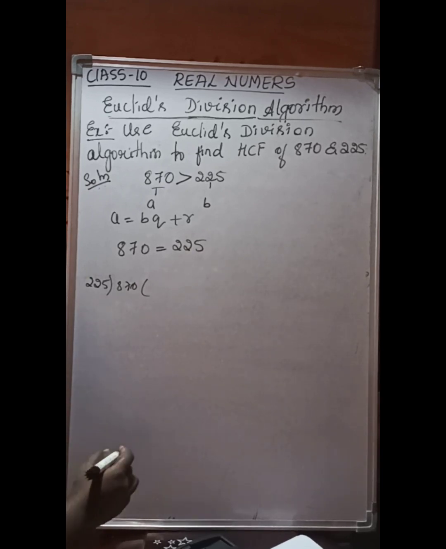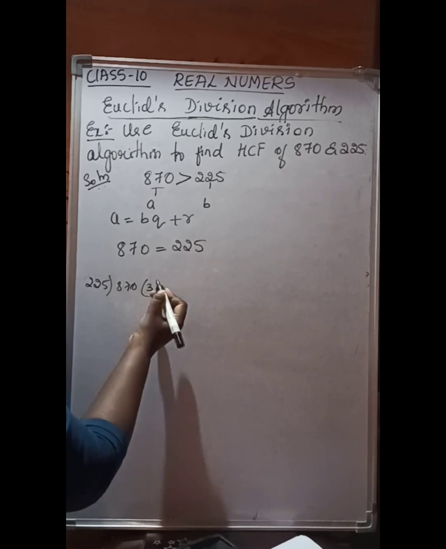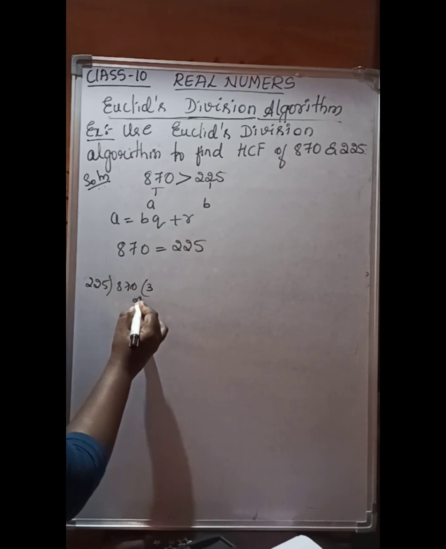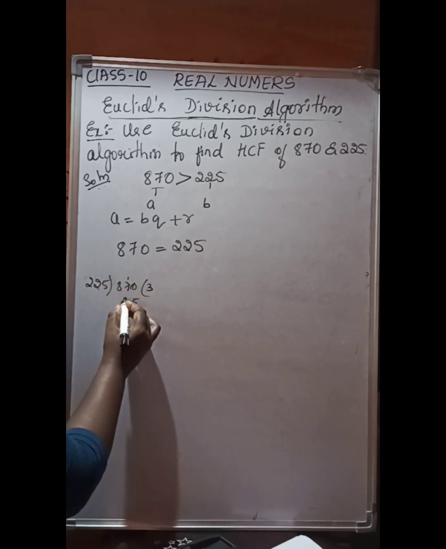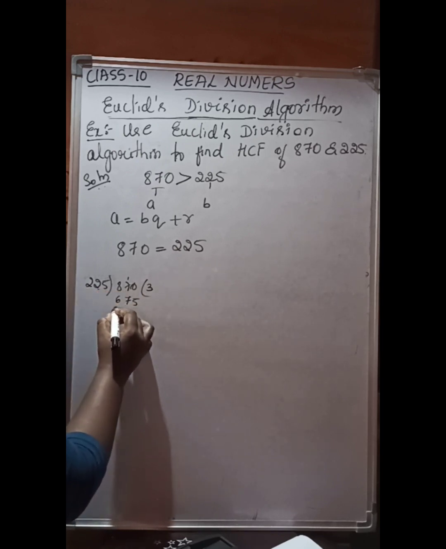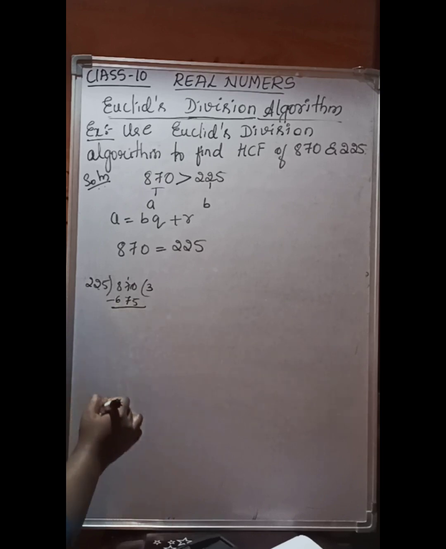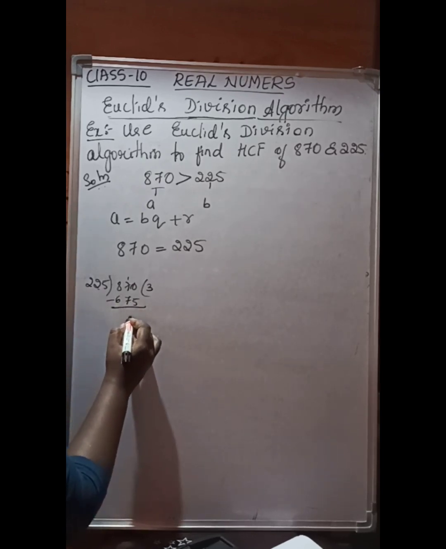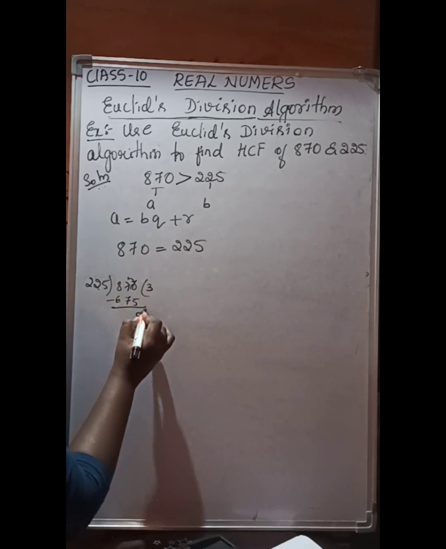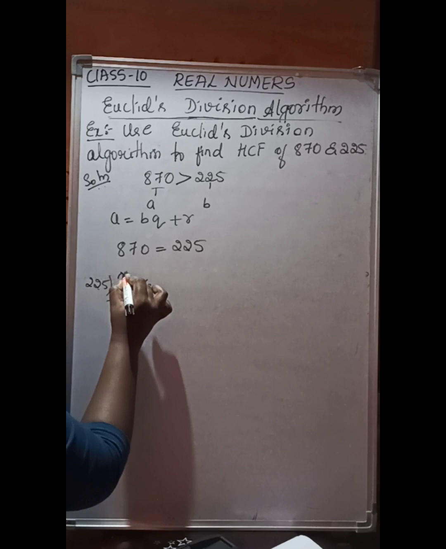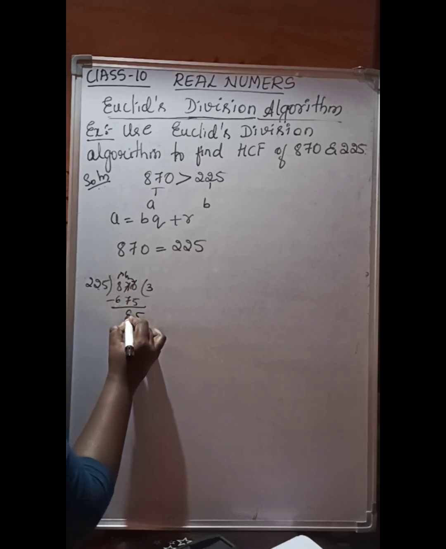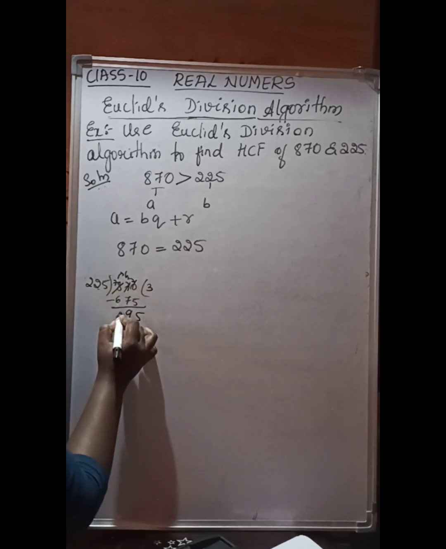So consider 225 into 3. What will happen? 3 fives are 15, then 3 twos are 6 and 1 carried makes 7, then 3 twos are 6. Now find the difference. 10 minus 5, take 1 borrow from 7, it will become 10. 10 minus 5 is 5, then this is 6, again take 1 borrow, it will become 16. 16 minus 7 is 9, then this is 7. Now 7 minus 6 is 1.